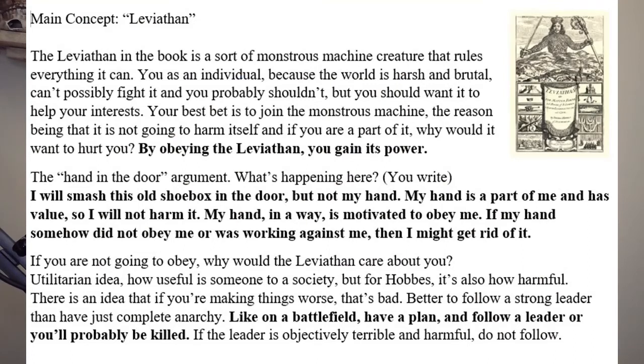Your best bet is to join that monstrous machine. The reason being that it's not going to harm itself. And if you are part of it, why would it want to hurt you? Obeying the Leviathan gives you its power.